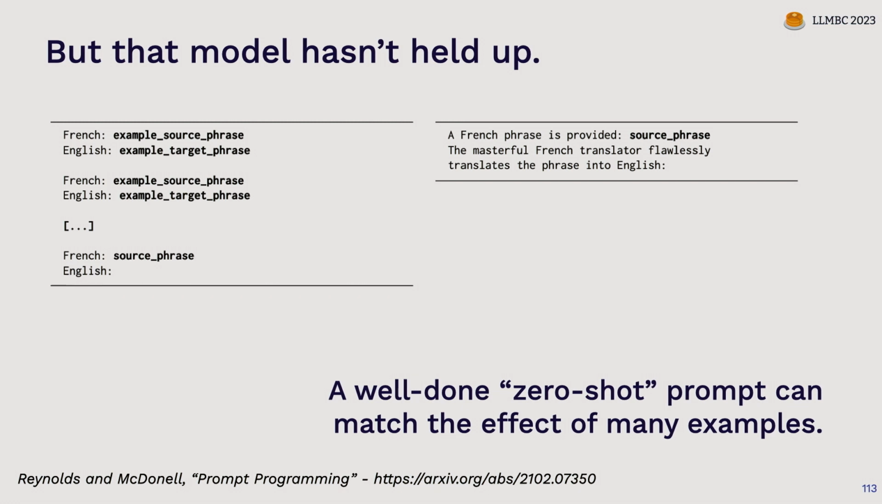But it turns out that if you craft your zero-shot prompt effectively, if you give the model good instructions about what you want it to do, sometimes that can do just as well, if not better, than providing the model many examples. So if you instead provide a French phrase and ask the model to simulate being a masterful French translator, then for modern models that can work just as well as providing a bunch of examples of translation.